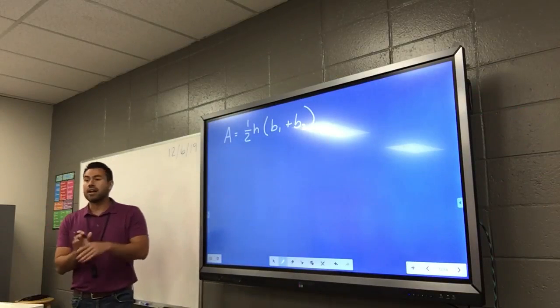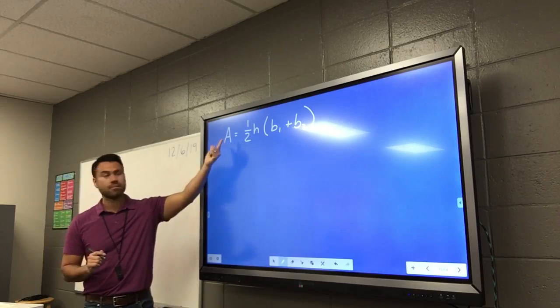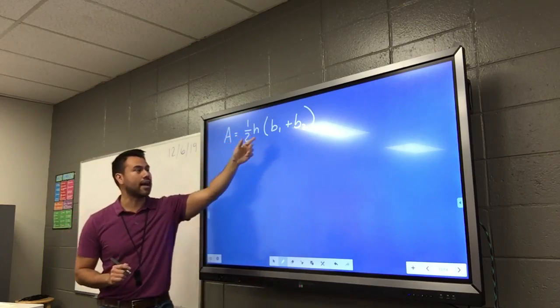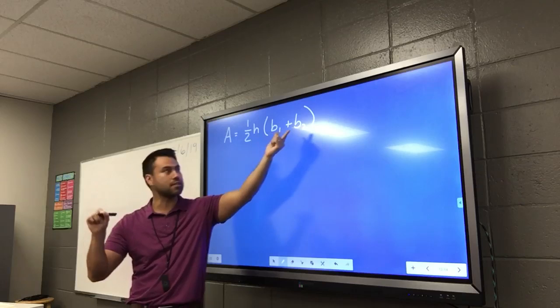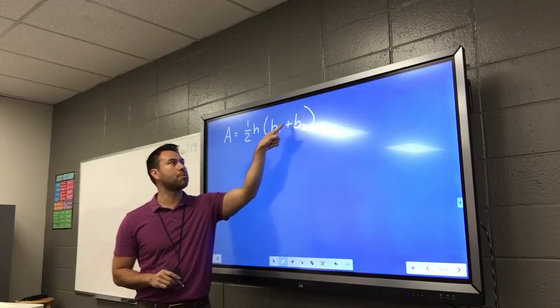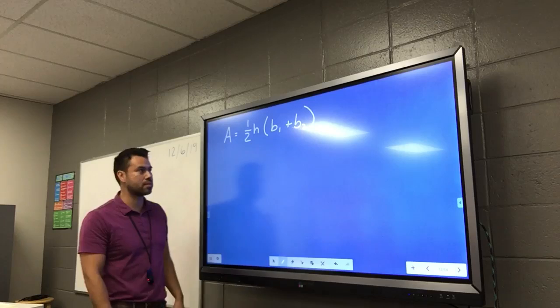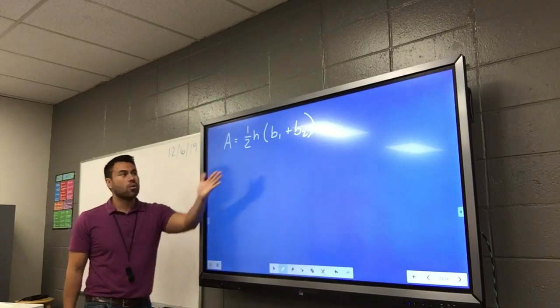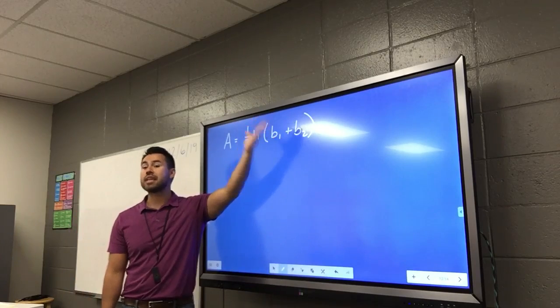Okay. Let me explain some things about the area of a trapezoid. First of all, A stands for area, and it's 1/2 times the height. And then here's where people get confused. What's B with the little 1 underneath? Subscript. So we say B sub 1 plus B sub 2. So what are we referring to? The first base and the second base.